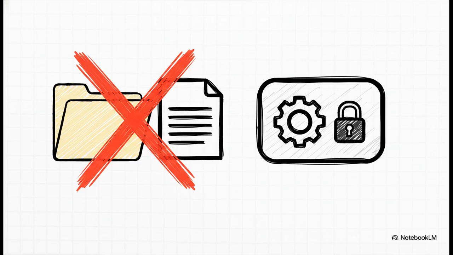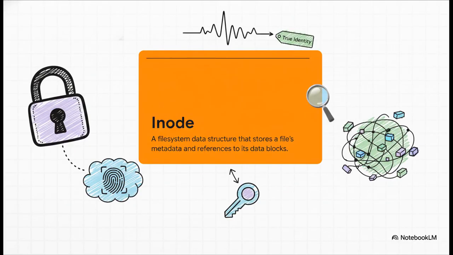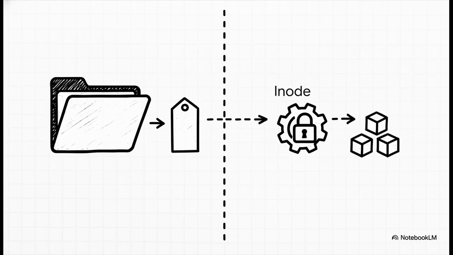The real object here is the inode. So, the inode is the file's true identity. It's completely separate from its human-readable name. And this separation of the name and the identity, it's one of the most important design ideas in Unix.